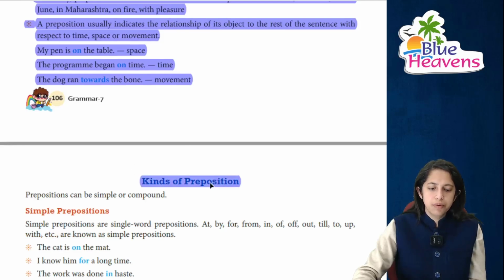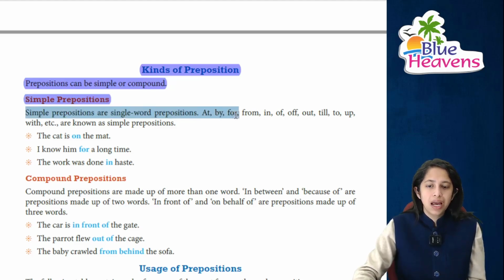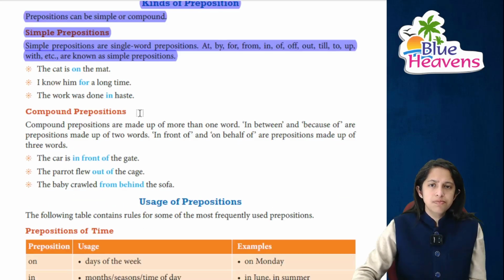What are the kinds of preposition? Prepositions दो टाइप के होते हैं, सिंपल और कंपाउंड. सिंपल prepositions क्या होते हैं? जो कि सिंगल वर्ड preposition होते हैं, जैसे at, by, for, from, in, of, out, above, till, to, up, with, etc. ये सब सिंपल preposition हैं.